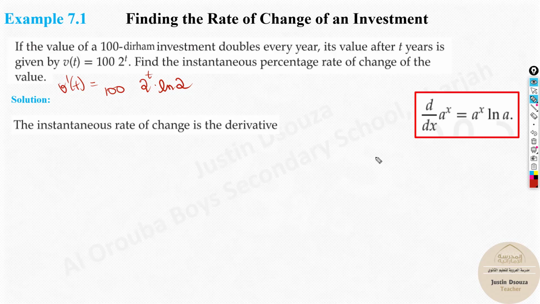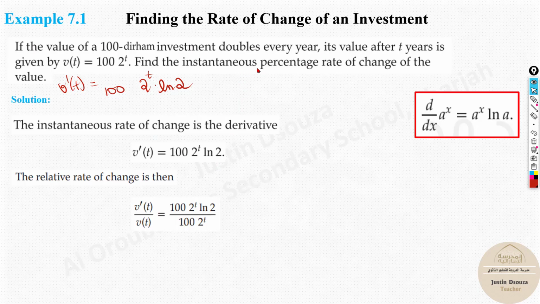Now, that is the derivative. You can see that's very straightforward. That's the derivative. 100 multiplied, this all multiplied with 2 to the power t natural logarithm 2. Now we need to find the relative rate of change. Okay, now because they have told percentage rate of change, that's the relative rate of change.